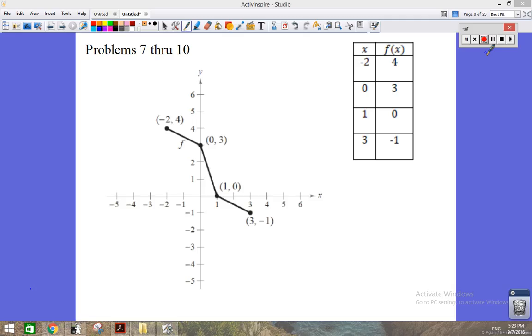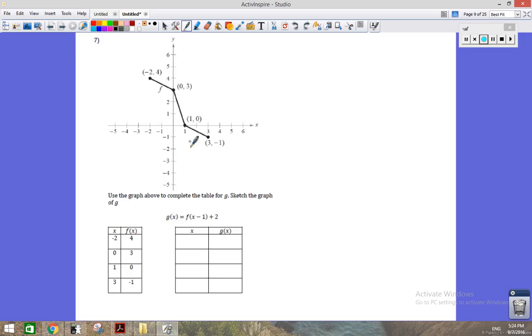So these problems 7 through 10 are in reference to a new piecewise function. Again, it's just three line segments that have been pieced together. Let's take a look and see if we can apply our function transformations to this graph of f. They're calling this graph f.